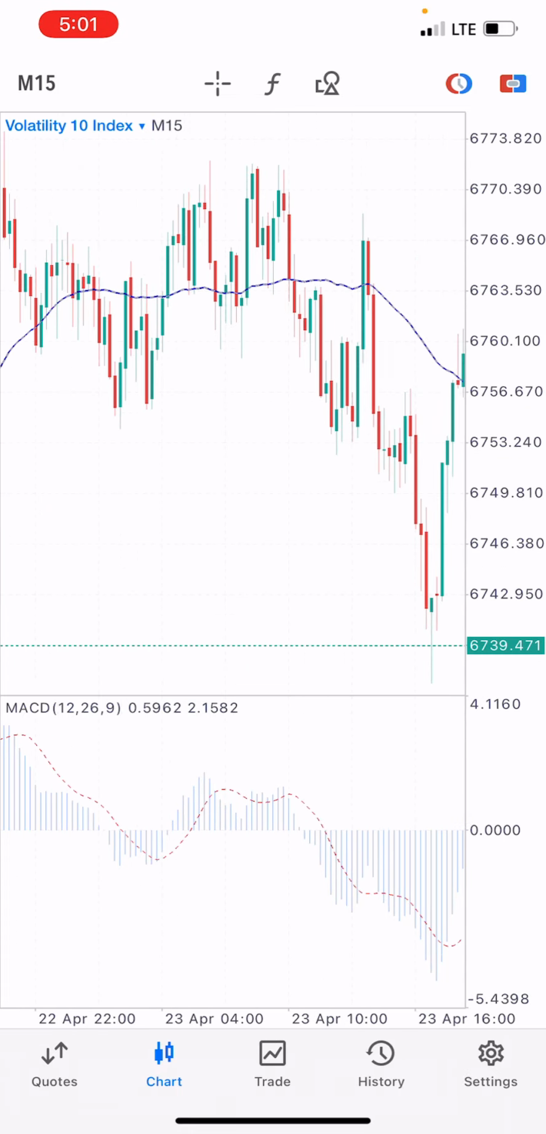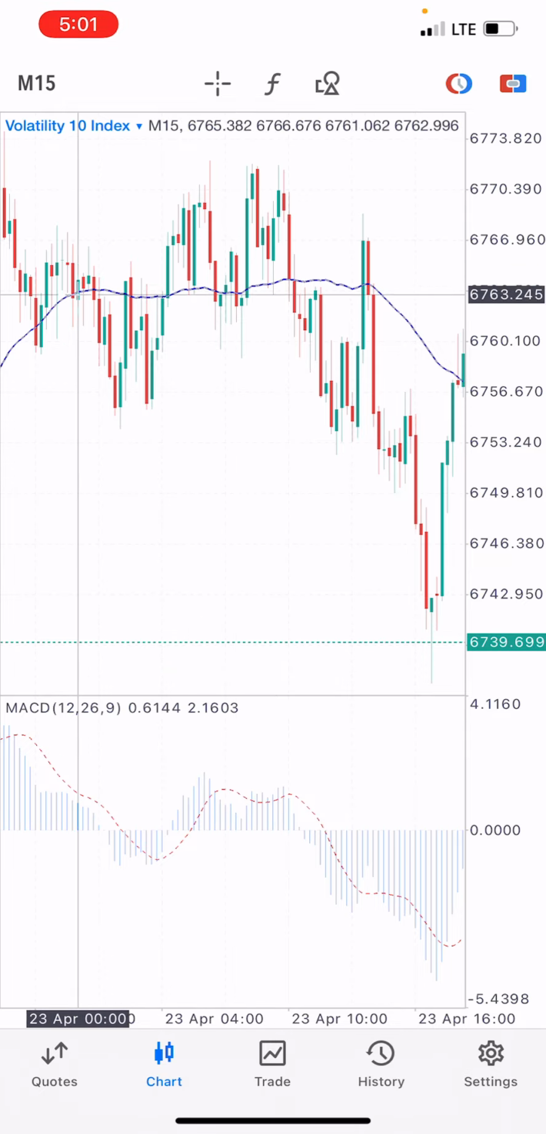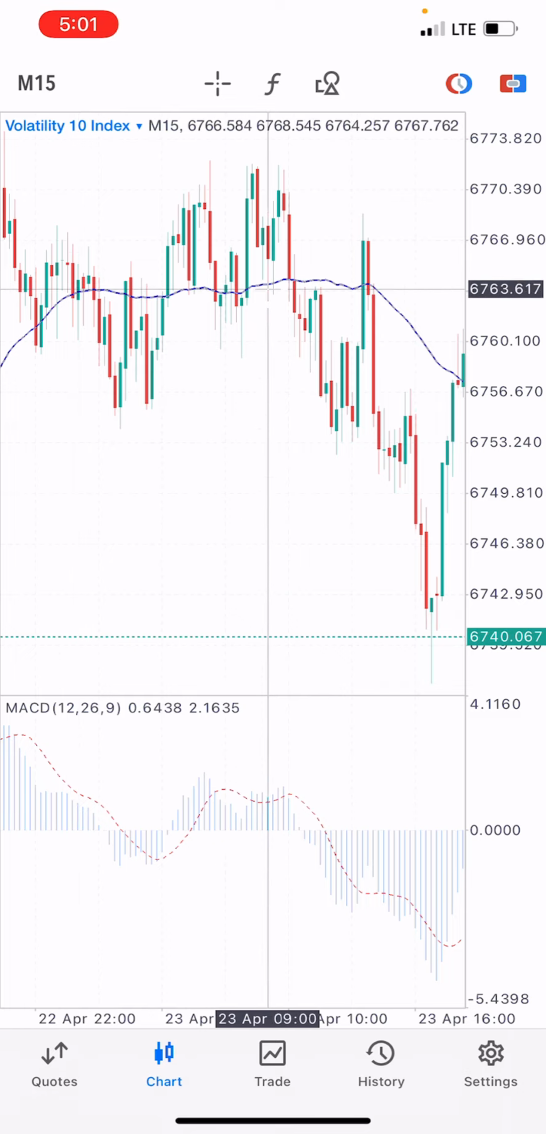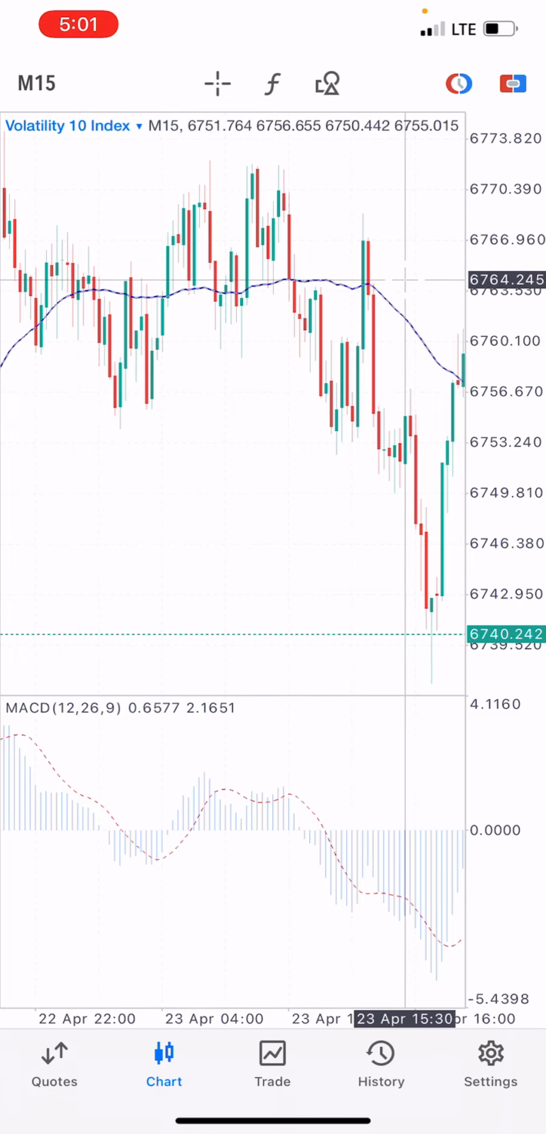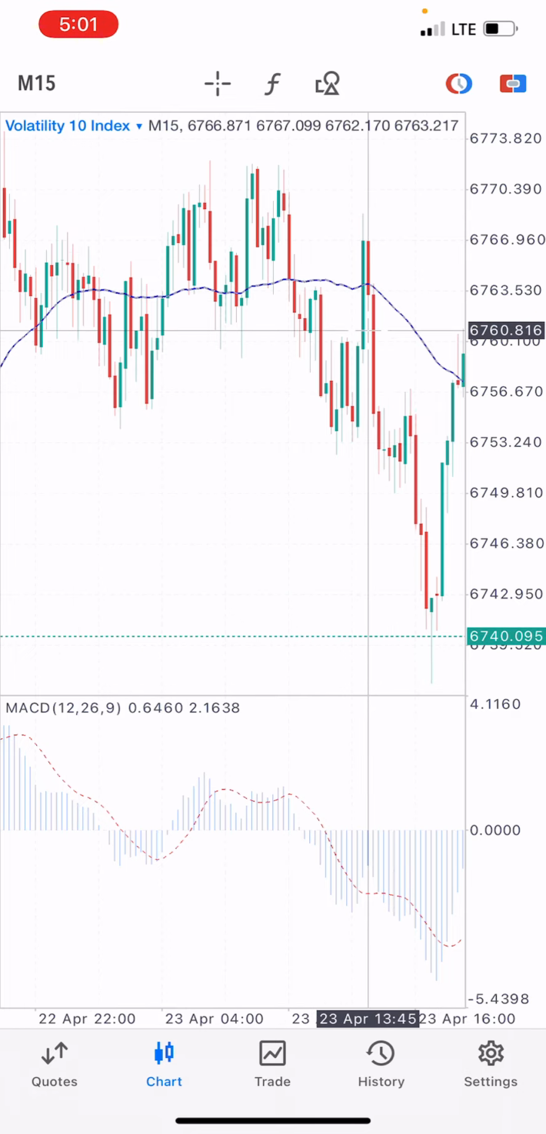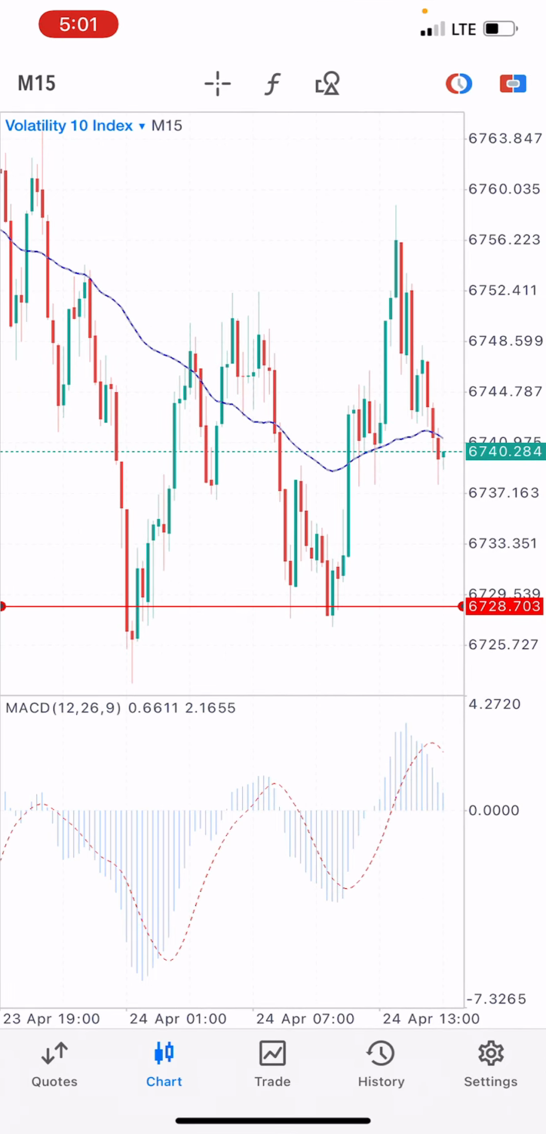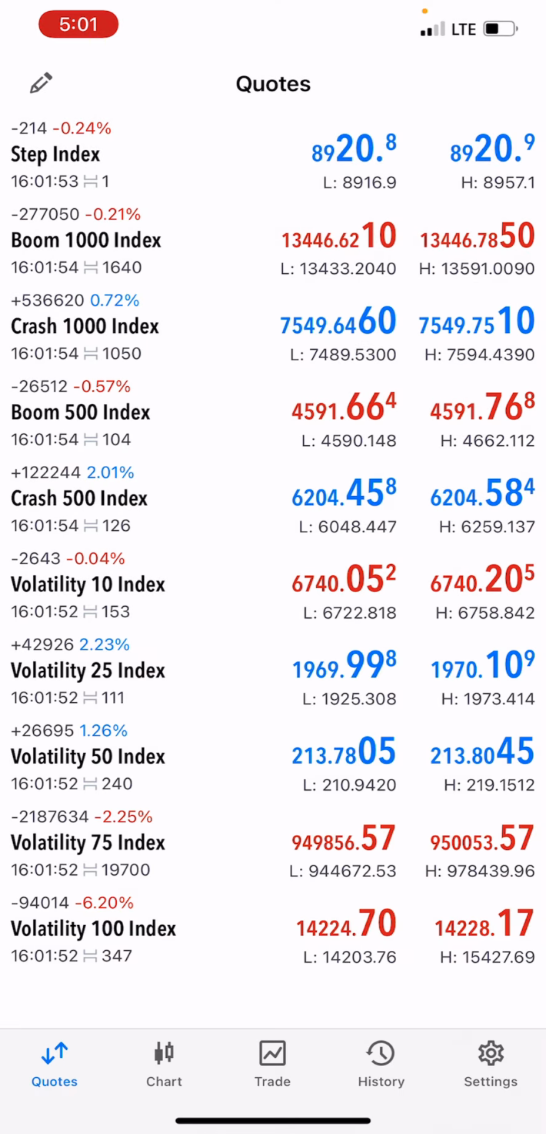Let me show you with this side. It's a total consolidating market. Look at it. It crossed above, sold, but not that much. So on a consolidating market, the indicator is not that fast to give you a signal. I will explain. Let me go back to Crash 500 and give you a better explanation on that.